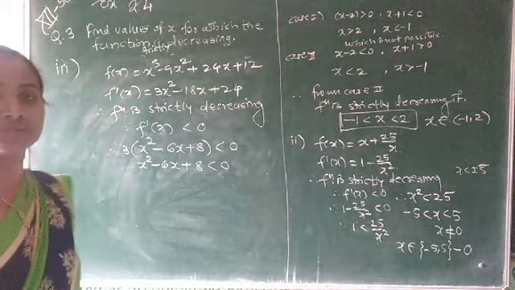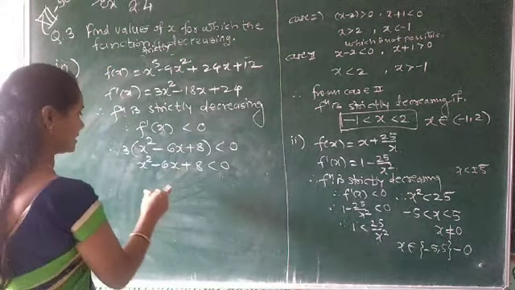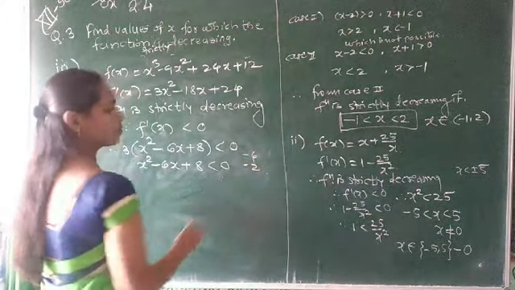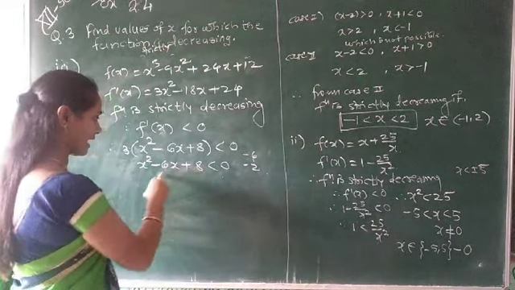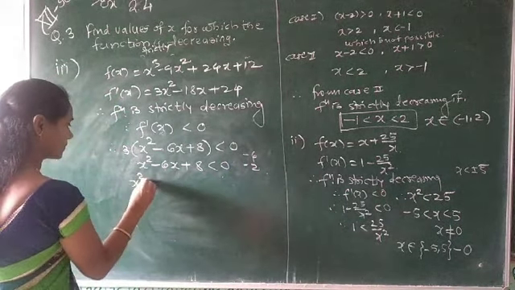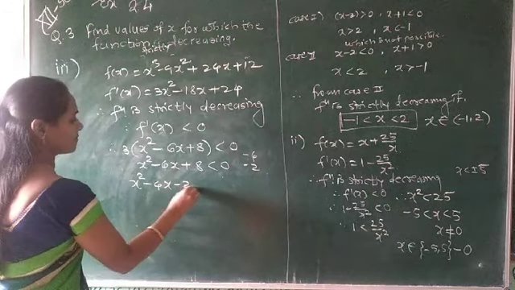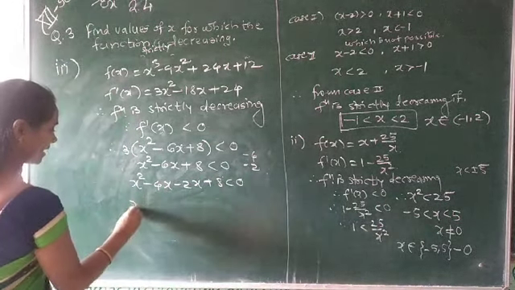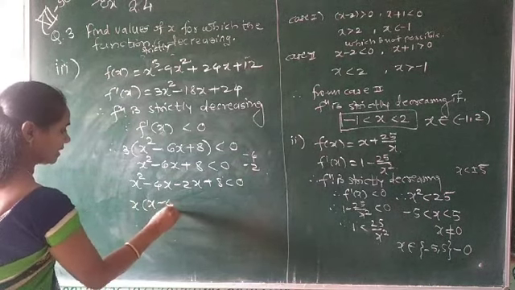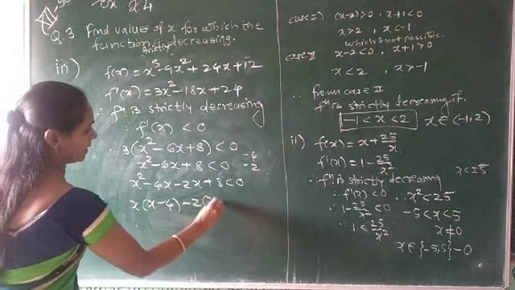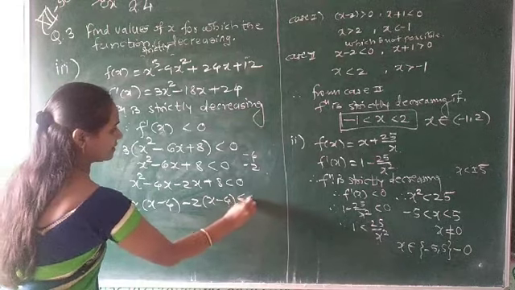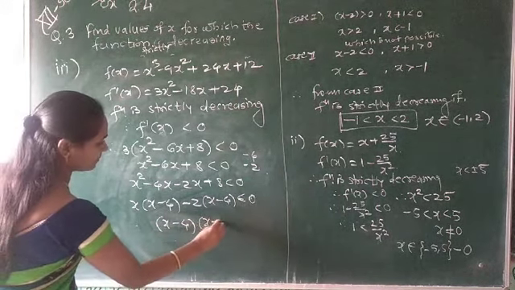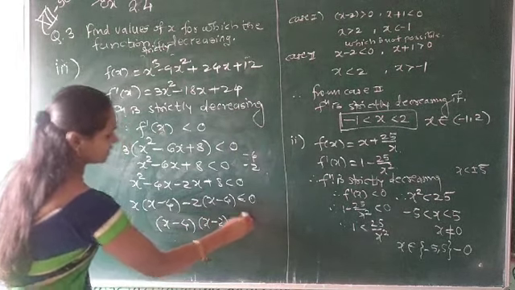Now again we have to find two factors whose product is plus 8 and addition is minus 6. That is minus 4 and minus 2, product is plus 8 and addition is minus 6. Hence x square minus 4x minus 2x plus 8 less than 0. From this we take x common, x minus 4, and here we take minus 2 common, hence less than 0. So the product is x minus 4 into x minus 2, which is less than 0.